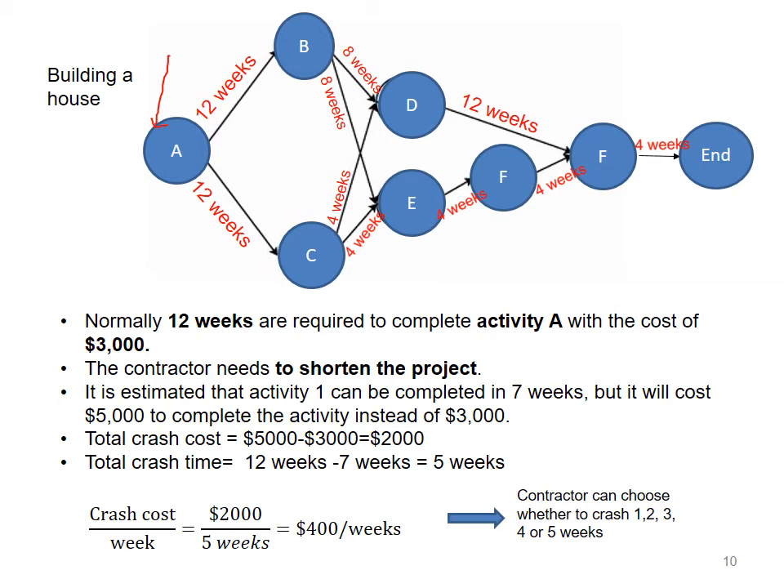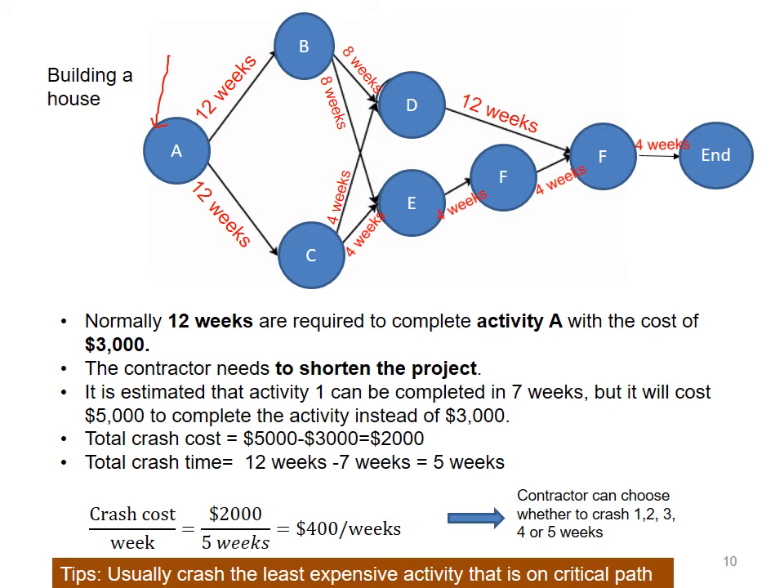Okay, kalau dia pilih untuk crash 1 minggu, maknanya dia kena tambah 400 lah. Okay, kalau dia pilih untuk crash 2 minggu, so dia kena tambah 800, daripada normal cost tadi. Okay, so usually you can crash the least expensive activity that is on critical path. Okay, selalunya kita akan buatkan table dan kita akan senaraikan crash cost per week for all the critical activities. Okay, dan kita boleh pilih lah yang mana yang termurah sebagai aktiviti untuk di crash.